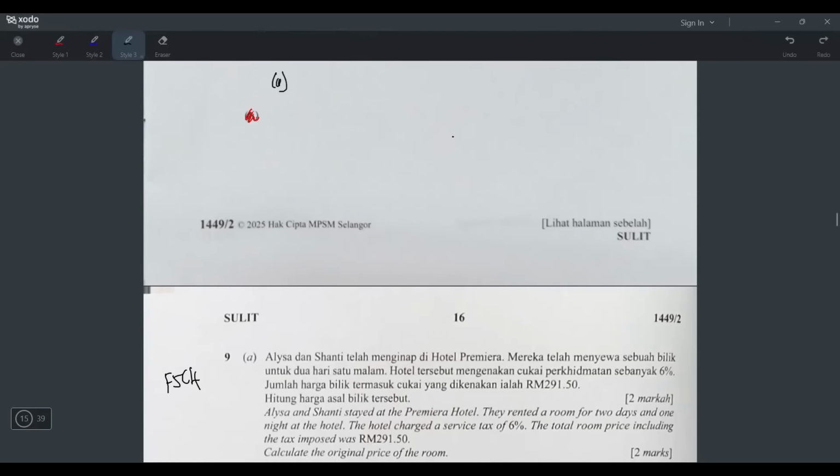So we can let the original price be X first. So I'll write here, let X be the original price. Okay. Why did I do that? Because I know when I take X multiplied by 6%, the answer plus X will give me 291.5. Right? That's what service tax 6% means. When you add 6% to the original price, it will give you 291.5, because 291.5 is the total room price including the tax. That's why 291.5 comes from X, the original price, plus 6% of X, right?